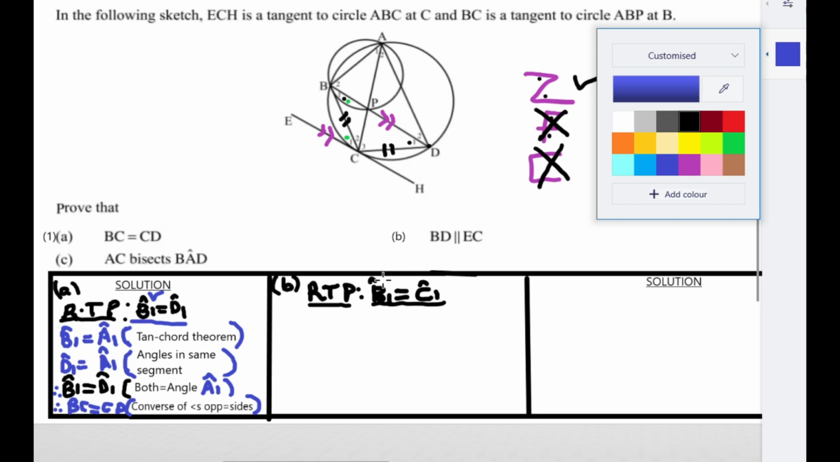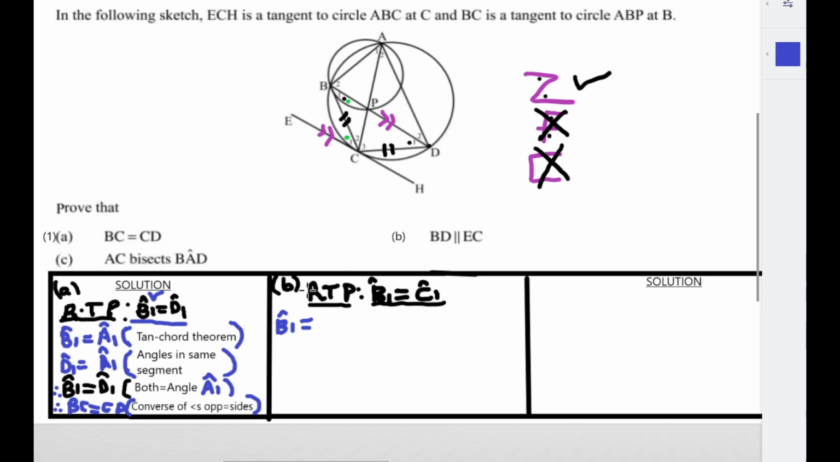Now we're going to prove them one by one. We're going to start with angle B1, right? Now we ask ourselves, what is angle B1 equal to? We know that angle B1 is equal to angle A1. All right, we've proved that in question A, the first question. That is the tan chord theorem. So you can just say angle B1 is equal to angle A1, the reason is proven above, because we've proven it in the first question. Now we are done with angle B1. You can even tick it to show that we are done with angle B1.